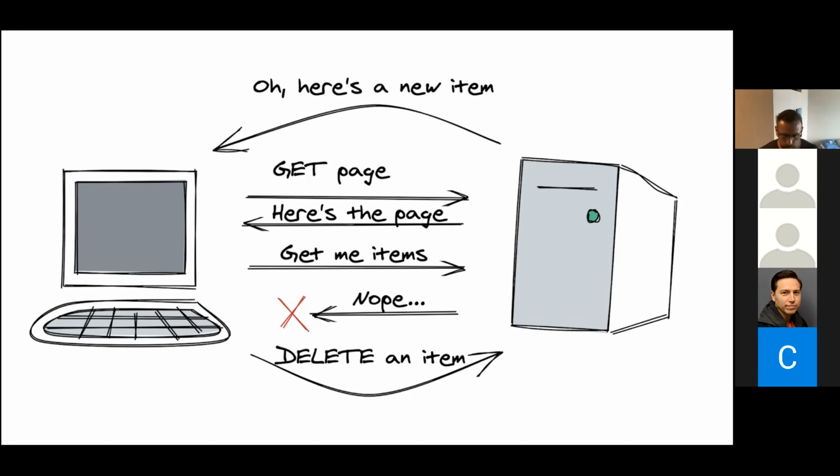AJAX stands for, I believe, asynchronous JavaScript, something along those lines. And XHR stands for XML HTTP requests.